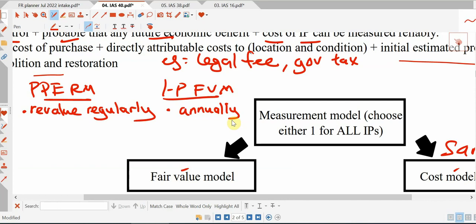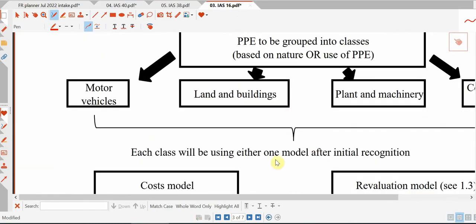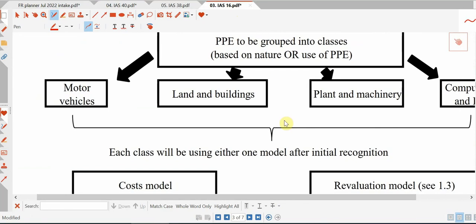Okay, second difference. Now, check this out. I change my screen to PPE first, for revision again. Now you remember, we have classes of PPE, or what we call categories: motor vehicle, land and building, farm machinery. We also have furniture and fitting, and office equipment, not here because I don't have enough space, but by right we should have. Why we want to segregate assets into classes or categories is because we want to assign models. So let's say motor vehicle, I want to use cost model. But then in building, I want to use revaluation model. That one is allowed. So you break the asset into classes and assign one model for each class.